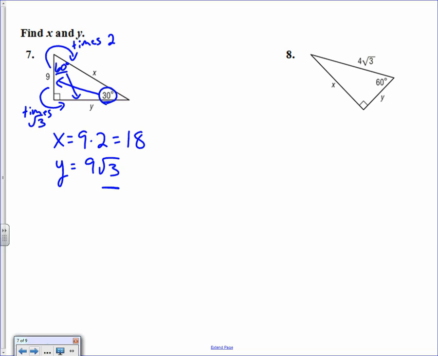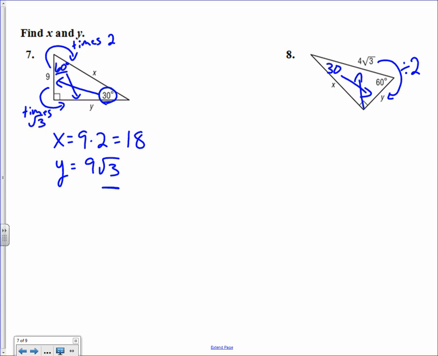All right, the next one, we know that the missing angle here is 30, which means that y is the shortest side across from our 90-degree angle is 4 root 3. That makes it the hypotenuse. To go from the hypotenuse to the short side, we divide by 2, right? Because the hypotenuse is twice the short side, so the short side must be half the hypotenuse.